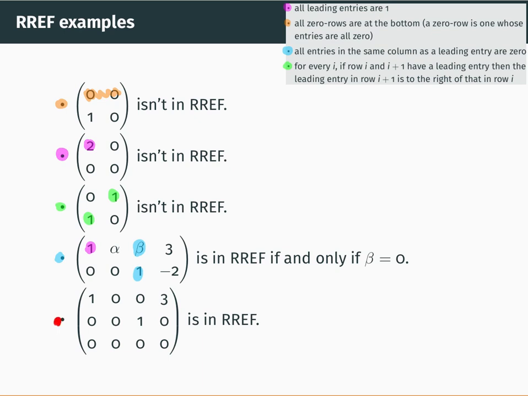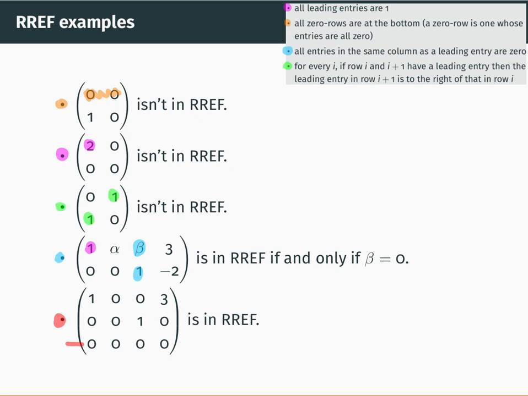Finally, looking at our last example here, this matrix is in row-reduced echelon form. It satisfies all 4 conditions. Firstly, the leading entries are here and here, and those leading entries are equal to 1. Let's just get rid of those highlights because they make it a bit hard to read. Secondly, all the 0 rows are at the bottom. There's a row of zeros, but it is the bottom row of the matrix, so that condition is satisfied.